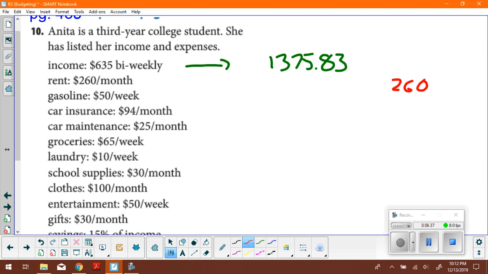Okay, gasoline is $50 per week. So it's going to be that same trick, right? We bring it up to a full year. So let's write down the idea here. That'd be times 52 to bring it up to a full year, and then divided by 12 to bring it back down to a month. So 52 divided by 12, $216.67.